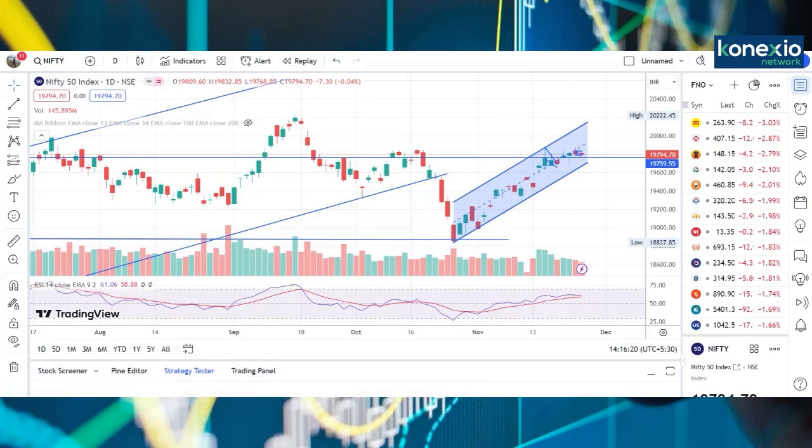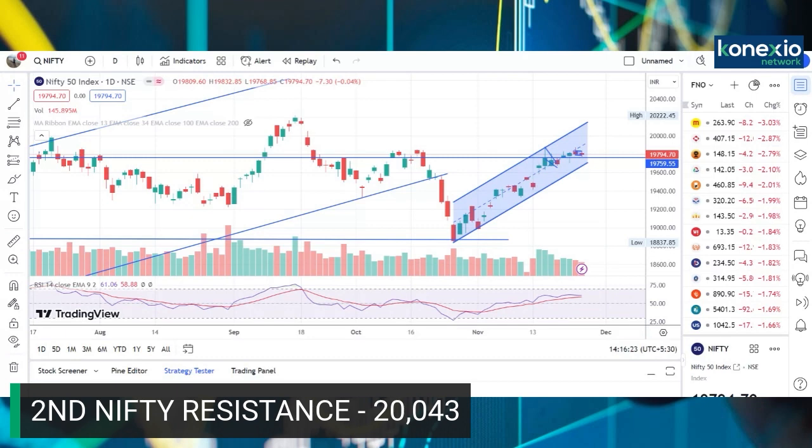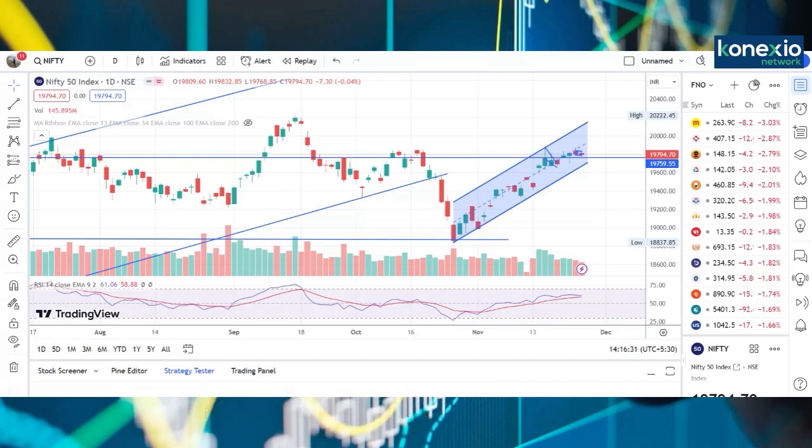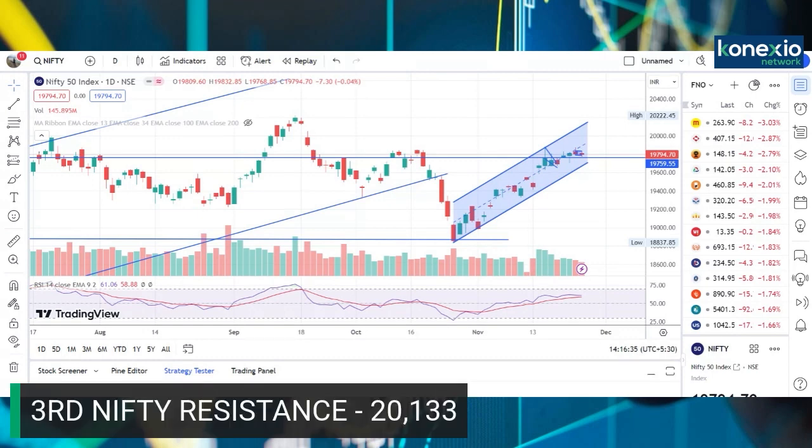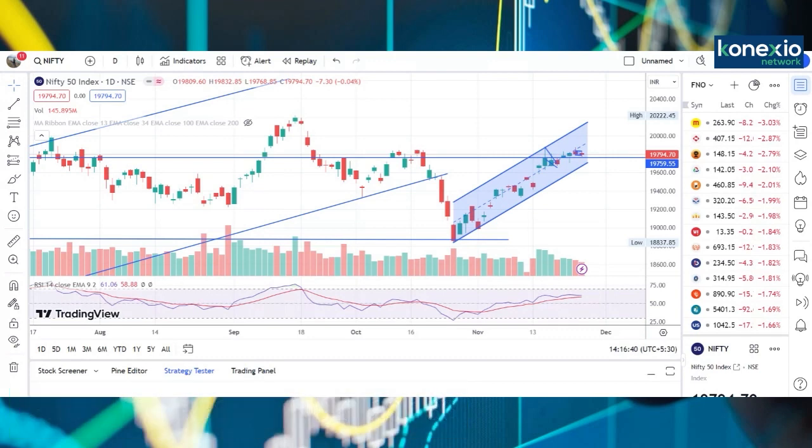19,875. Above that, the second resistance is placed around 20,043, and if it sustains above those levels, then the third resistance is placed around 20,133. So these are the important support and resistance levels in the Nifty.